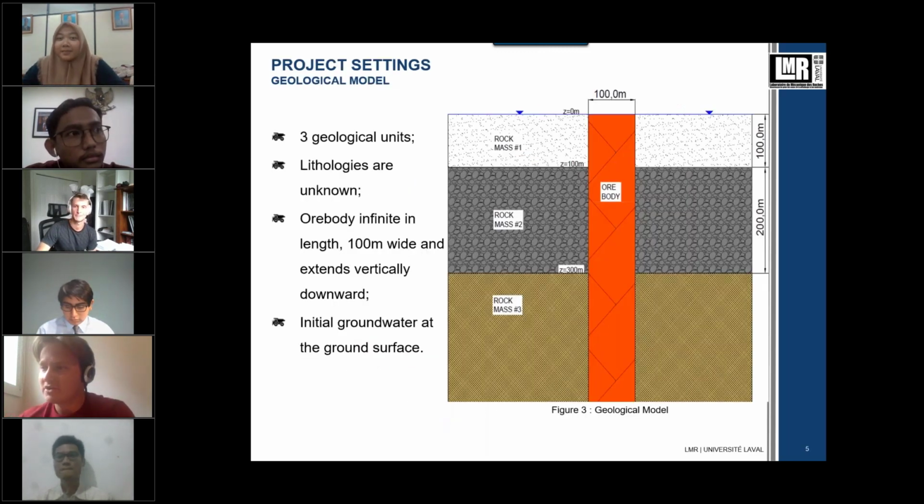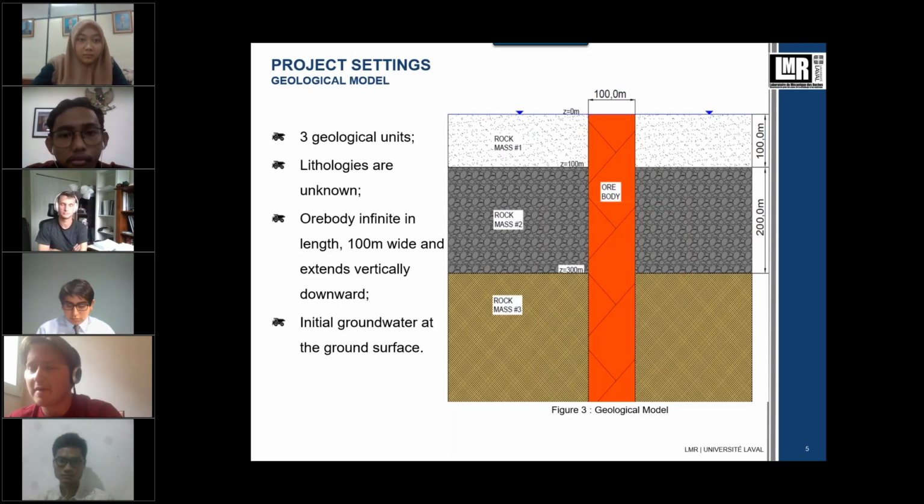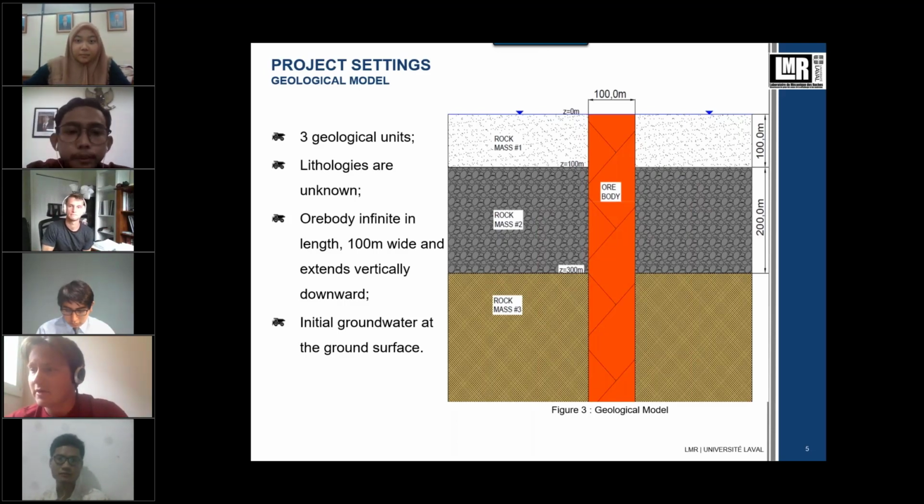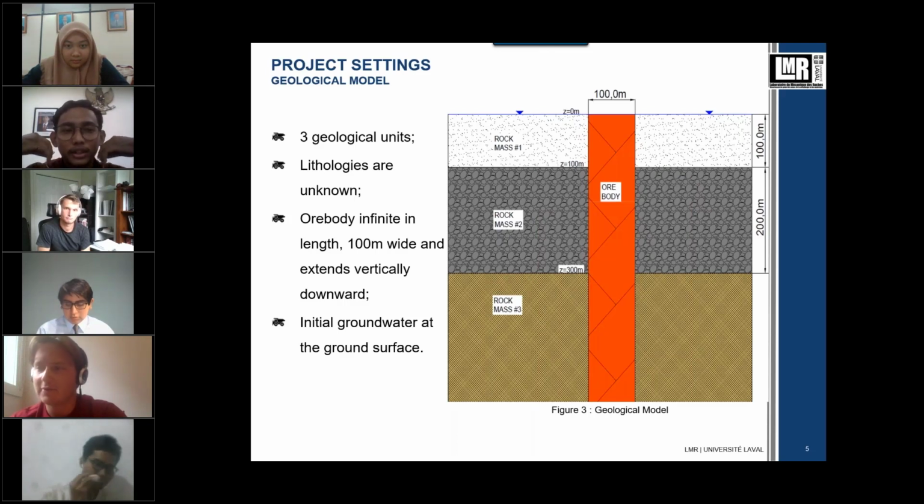So here you have the geological model of the situation, which represents the 3 geological units. The rock mass is divided in 3 different lithologies, which are unknown. Each rock mass has a specific width with a 0 degree dip, which means that they extend horizontally. The ore body in red on figure 3 is infinite in length, is 100 meters wide, and extends vertically downward from the surface. The initial groundwater is at the surface, as you can see with the blue piezometric line on the top of the figure 3.